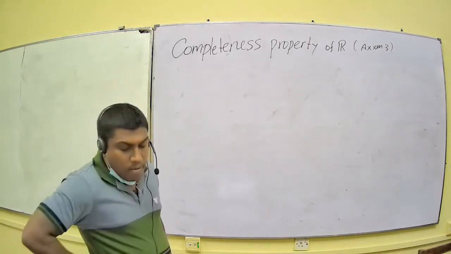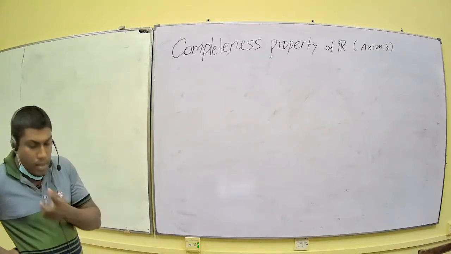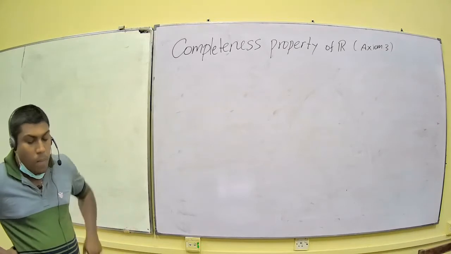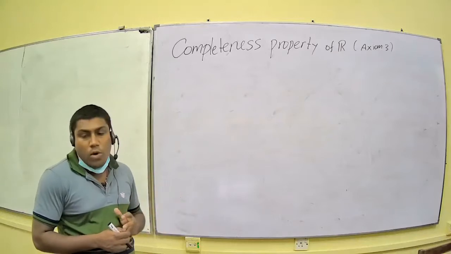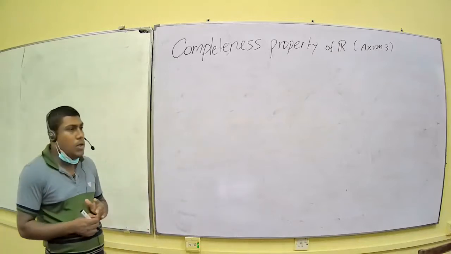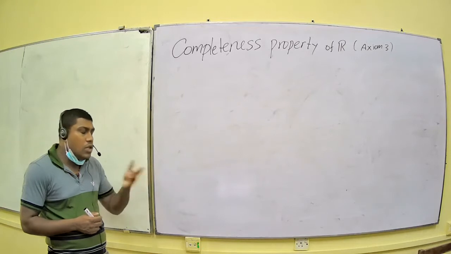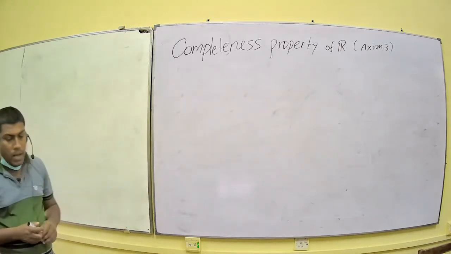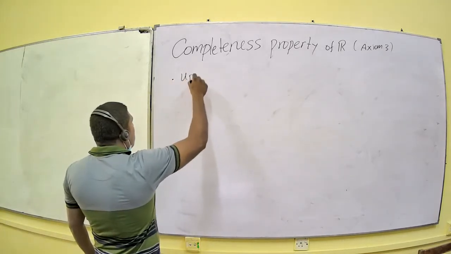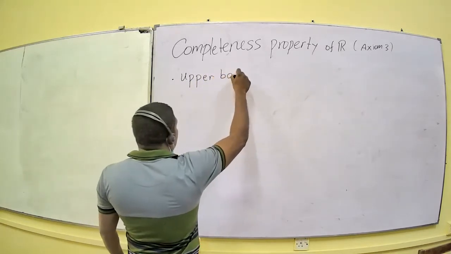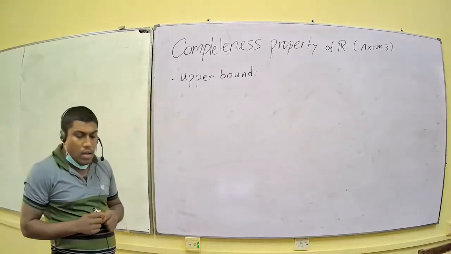So we will talk about what we mean by the completeness property. We will try to build up towards the completeness property. One by one, we will define some terminologies that are going to be used in this section, which will eventually lead to the completeness property. So first we are going to define what we mean by upper bound.